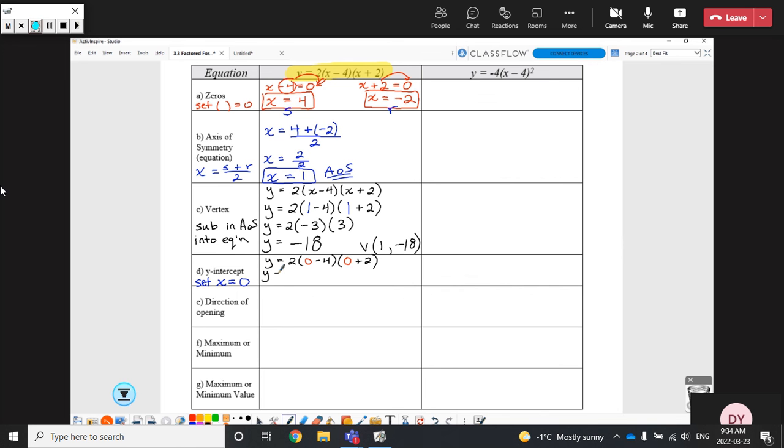So we'll get something like 2 bracket negative 4 close positive 2. I'm going to go right to my calculator. 2 times negative 4 close open positive 2 close. We get y equals negative 16. So the y-intercept is at 0 comma negative 16.